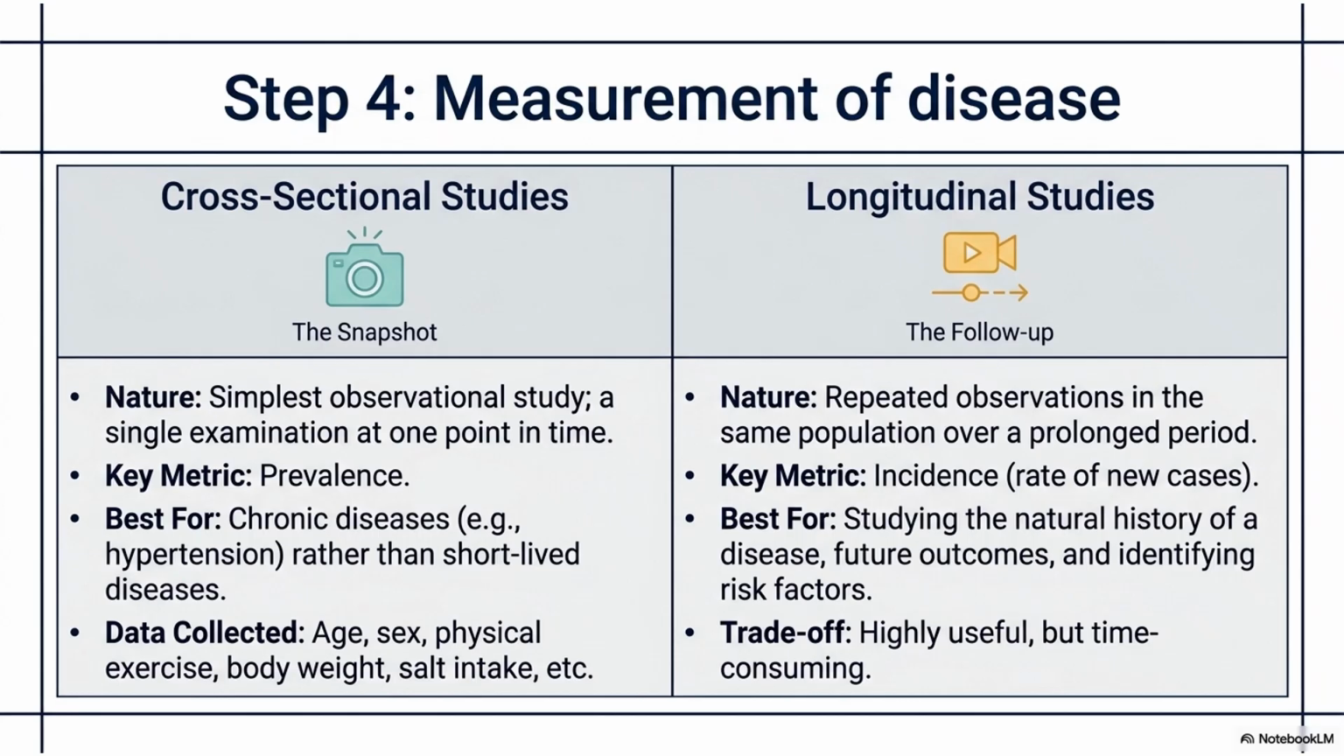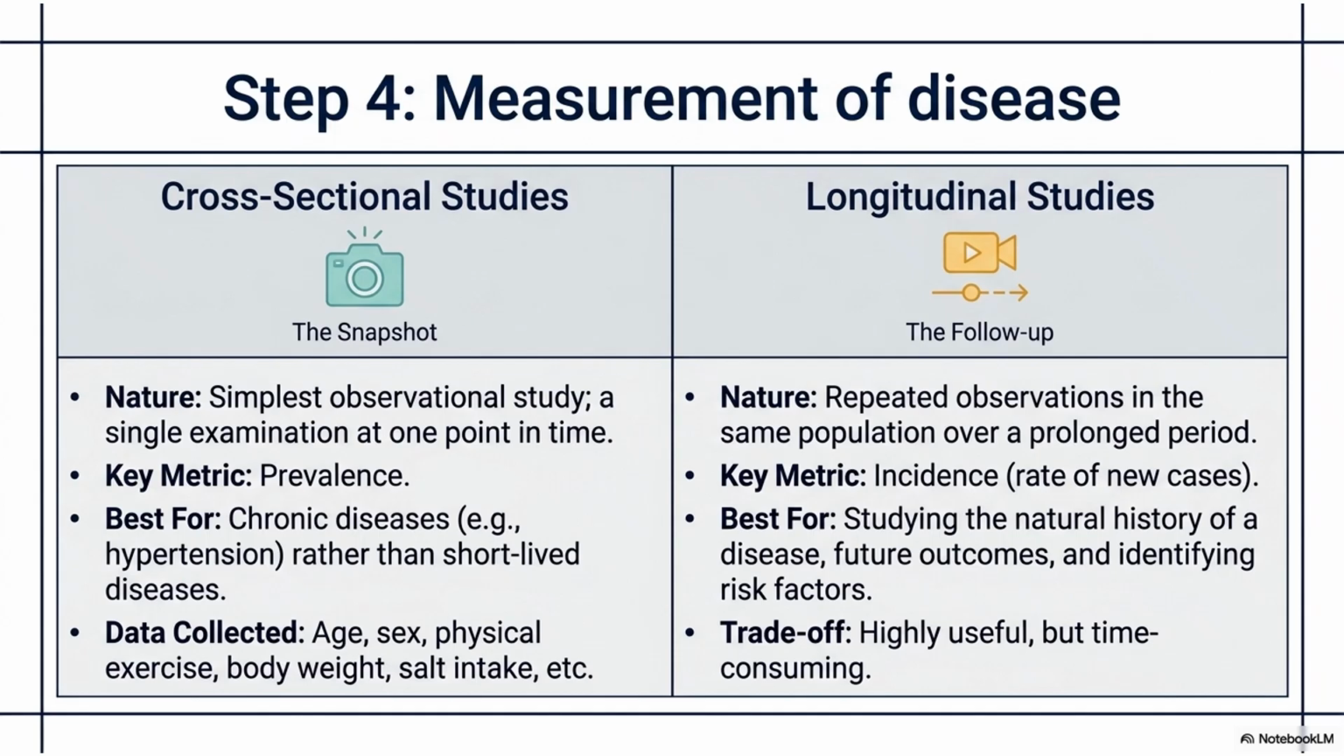In cross-sectional studies, at that snapshot, we can collect details like age distribution, sex, physical exercise, body weight, and salt intake. Many details can be collected based on the disease we are studying. And if we are conducting a longitudinal study, it involves follow-up. Cross-sectional studies are only a snapshot or photo shoot. Longitudinal studies are like a video shoot. That means we are continuously monitoring and doing follow-ups. These are repeated observations in the same population over a prolonged period in the form of follow-ups.